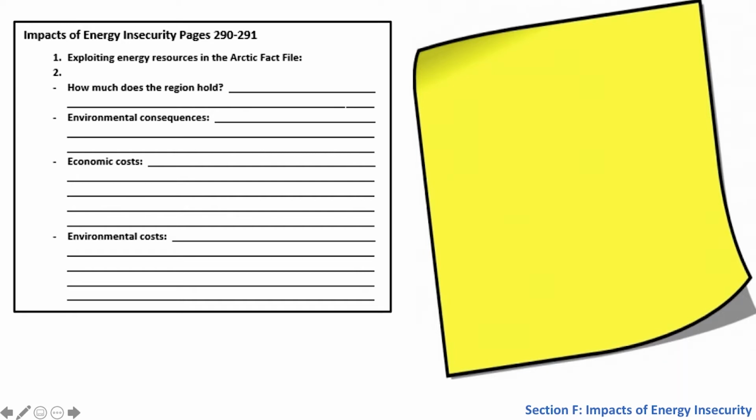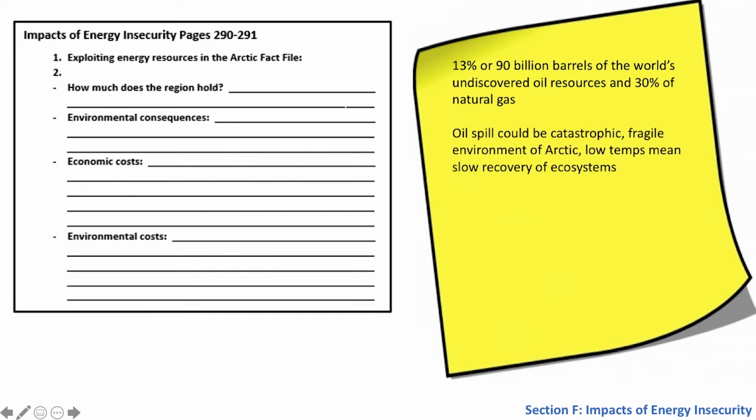Hi, welcome back. So let's take a little look. So the first question is about how much does the region hold? Well, it holds about 13% or 19 billion barrels of the world's undiscovered oil resources and 30% of natural gas. And what are the environmental consequences? Well, an oil spill could be catastrophic.